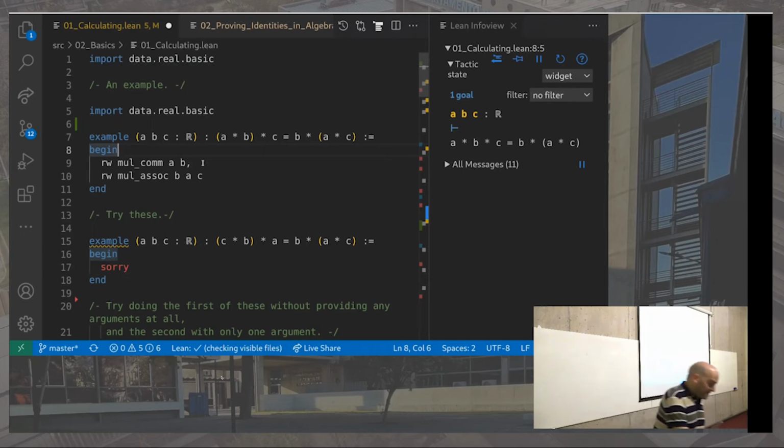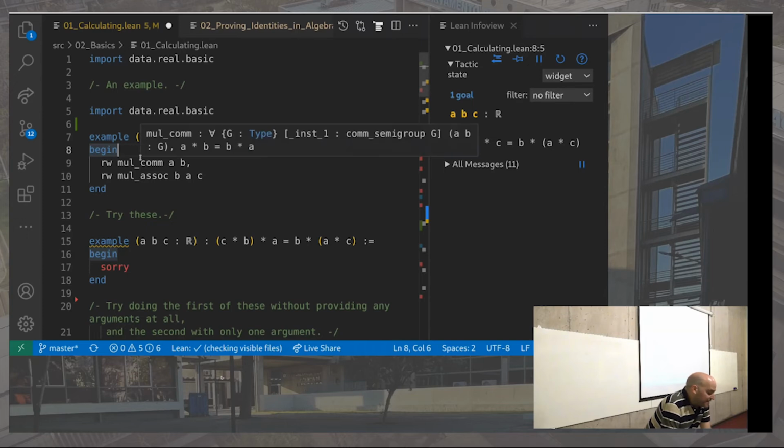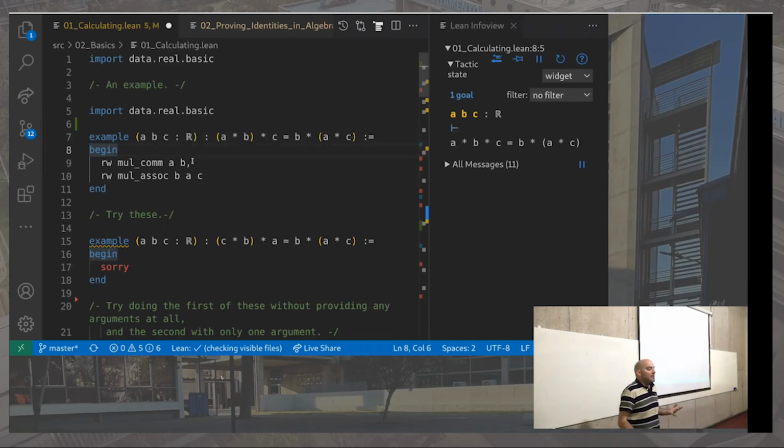And there is something interesting here. You see that here A and B are real numbers, but I never said take the theorem relative to real numbers. Lean just realized that since A and B are real numbers, it must use the theorem relative to real numbers. So it's not necessary to say to Lean to use specifically the theorem relative to real numbers. Just say that A times B is equal to B times A.